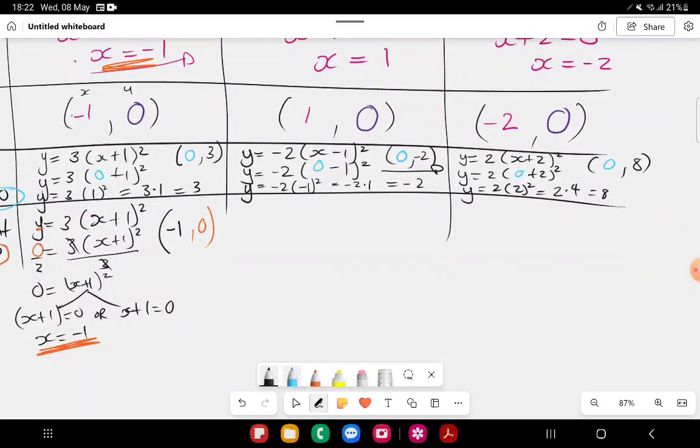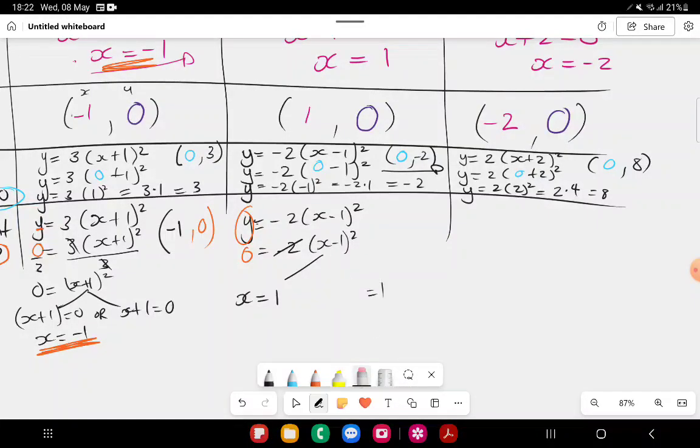Now, if we look at the next one, where we're going to do the x-intercepts, we're going to say y is equal to -2 times (x minus 1) squared. In this one, y is 0. So we are going to say 0 equals -2 times (x minus 1) squared. Divide by 2 on both sides, so we cancel that. And then we get two brackets.